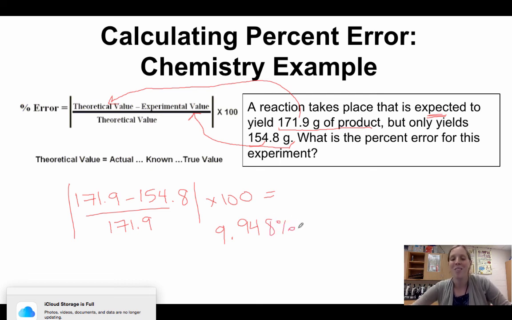error in this lab. So these are some examples of how you may encounter percent error, and now you're ready to go calculate your percent error for your Barbie Bungee.